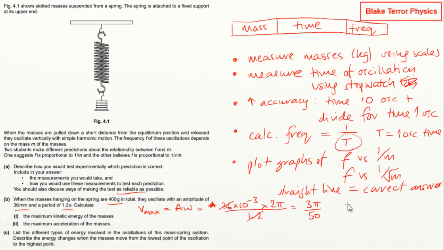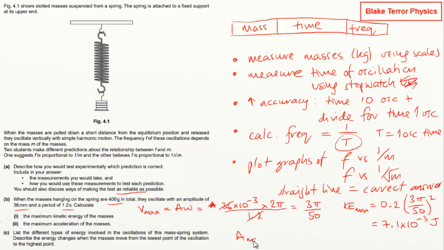Then we just need to put in our kinetic energy. So a half times m will be, what's m? 400 grams. So half of that, 0.2, multiplied by v squared, multiplied by 3 pi over 50 all squared. I'm going to have to go to the calculator with that because we've got a pi in it. And that comes out as 7.1 times 10 to the minus 3 joules. So pretty small.